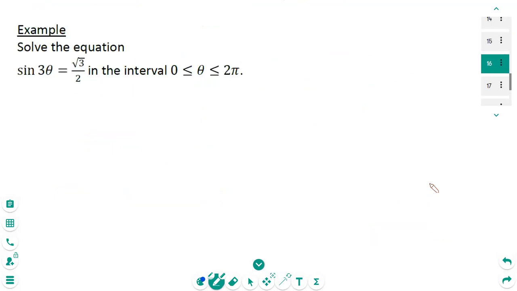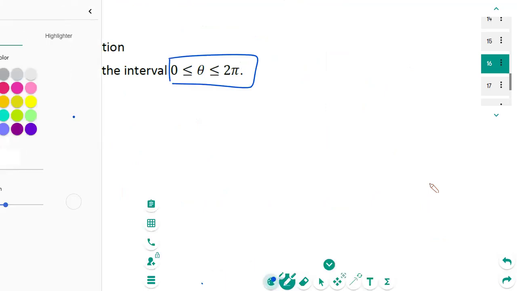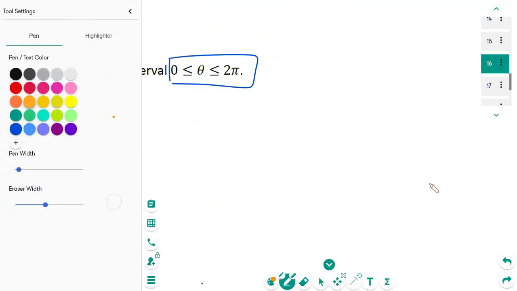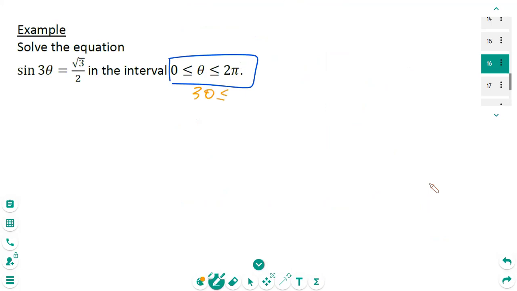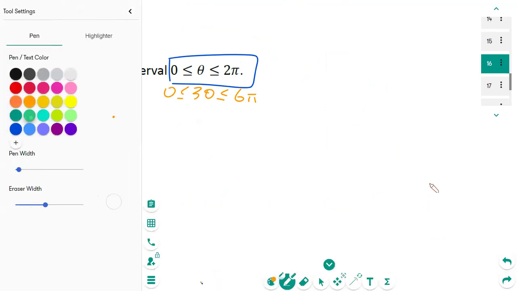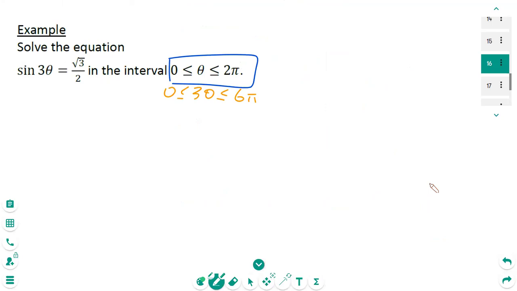So next example, where we do sine 3 theta equals root 3 over 2, but this time in the interval from 0 to 2 pi. From the last example, we've learned that we need to expand the domain. So times it by 3 becomes 6 pi. I think personally it's also worth writing down degrees next to it, just to remind you how many times you have to add 360 or add 2 pi.